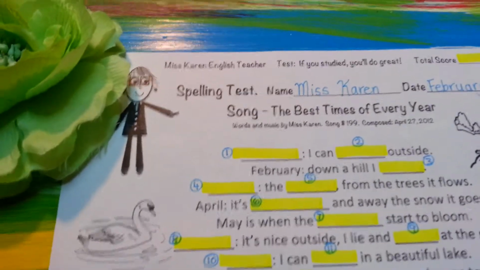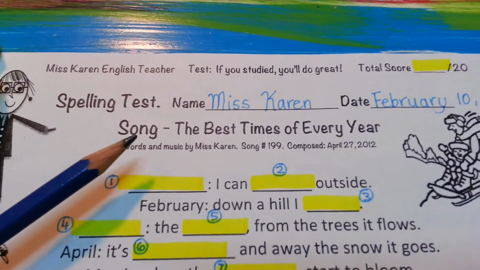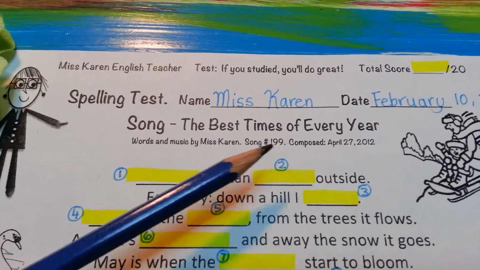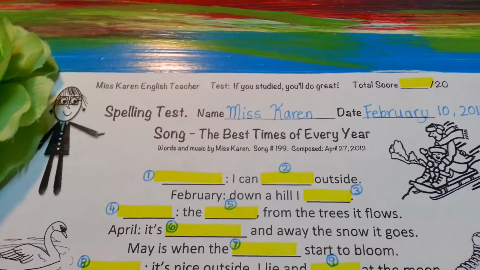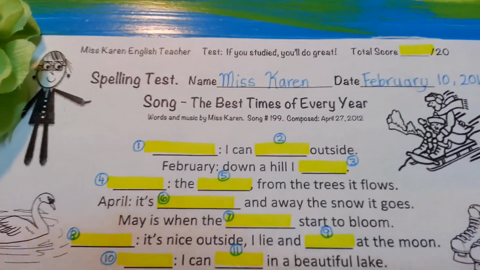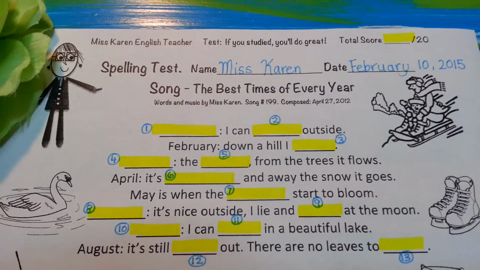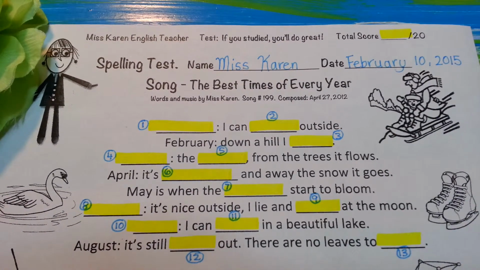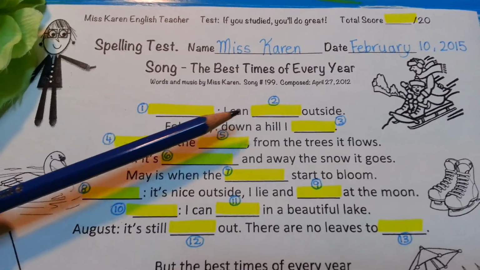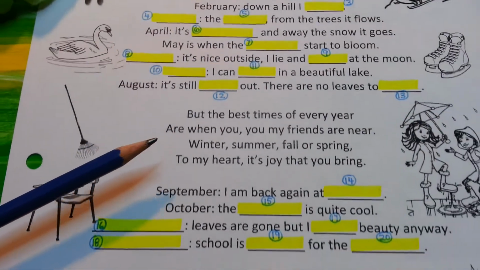Today we're going to do a spelling test. It's based on the song, The Best Times of Every Year, composed by Miss Karen. If you don't know the song yet, then you can't do the test, because you need to know the words to the song and you need to have studied how to spell them. Because in this test, you're going to have to fill in the blanks. So you have to know the words and how to spell them.